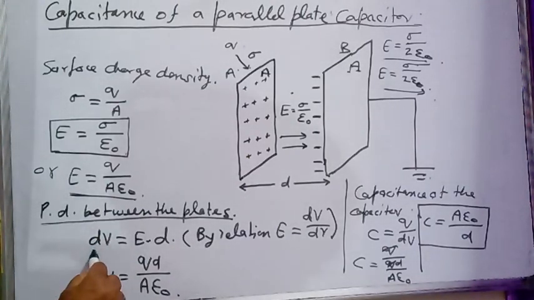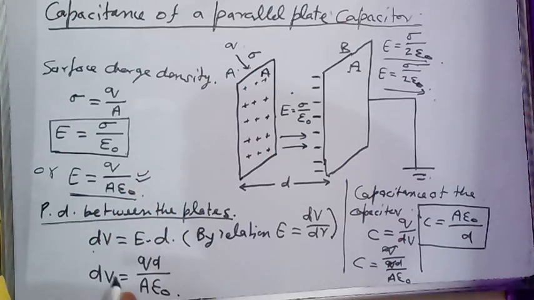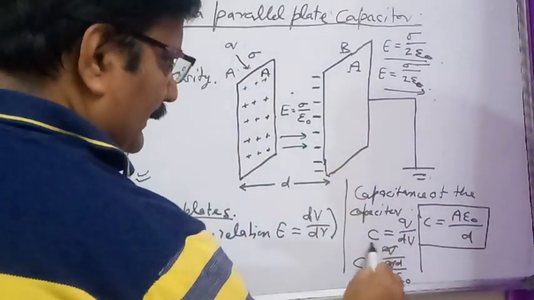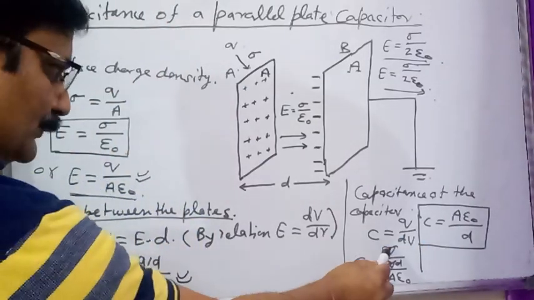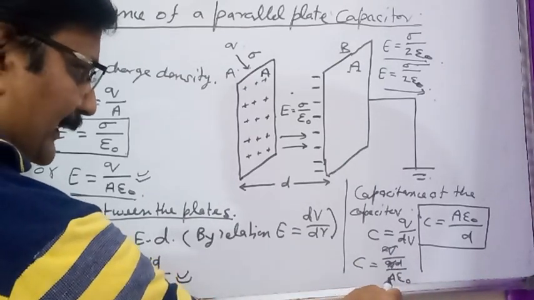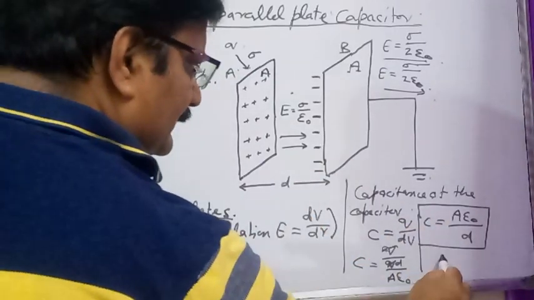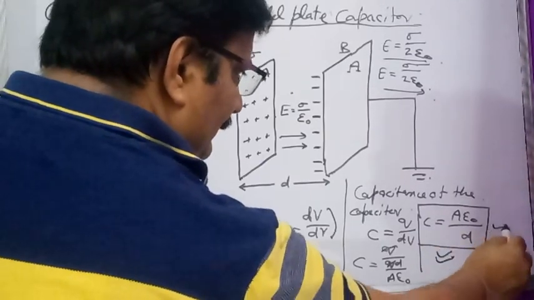So what is the value of the potential difference? E multiplied by d, and E is here. So dV is equal to Q into d divided by A into epsilon naught. Then what is the capacitance of the parallel plate capacitor? C is equal to charge divided by potential difference. So we can write charge Q divided by Q into d divided by A into epsilon naught. So Q cancels, and the capacitance of this parallel plate capacitor comes out to be C equals A into epsilon naught divided by d.